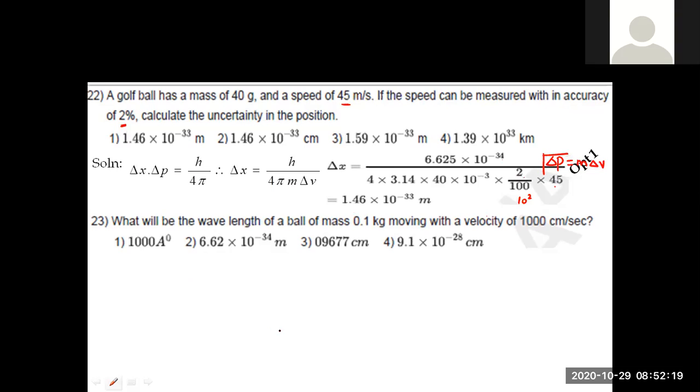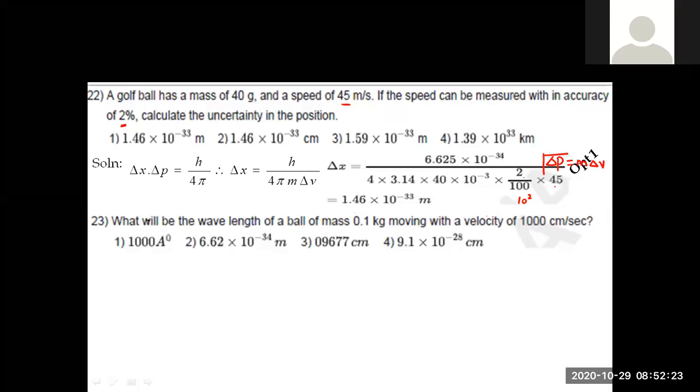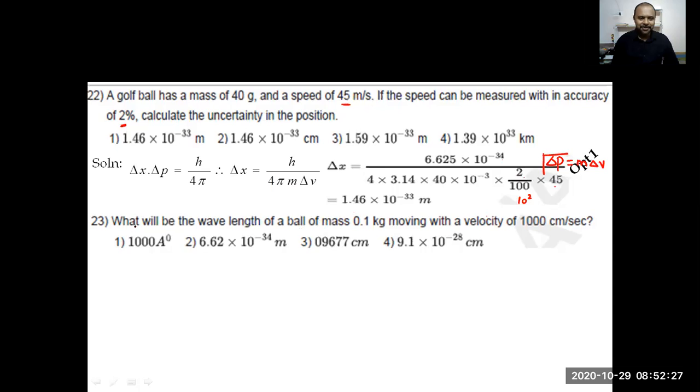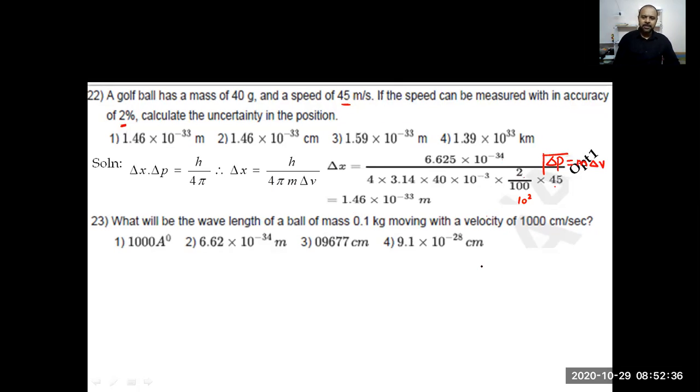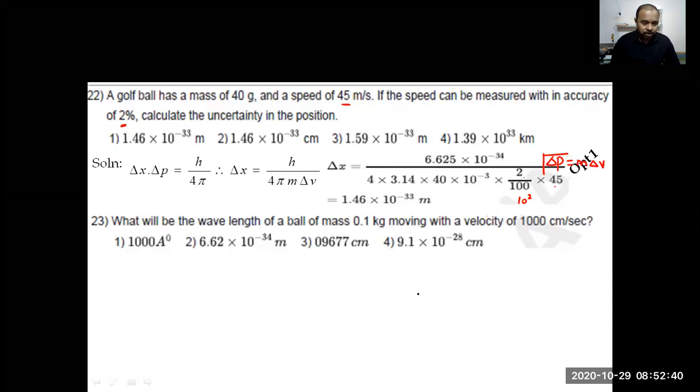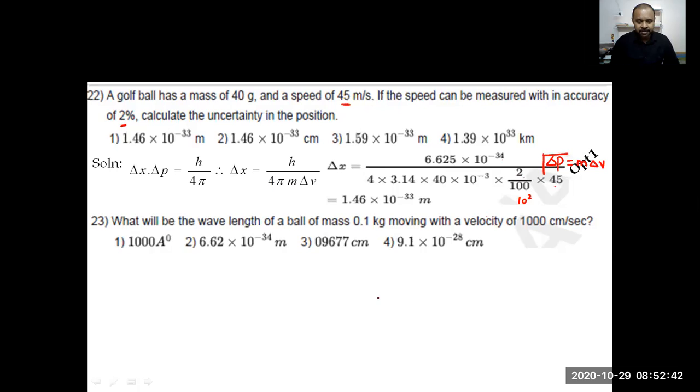What will be the second option? Okay, I'll just read it. As per board norms, we have to read the question first. What will be the wavelength of a ball of mass 0.1 kg moving with a velocity 1000 centimeter per second? But answers are there, a mixture in meter, centimeter, and everything. Okay. What will be the wavelength of the ball? So it means the concept of de Broglie matter wave.